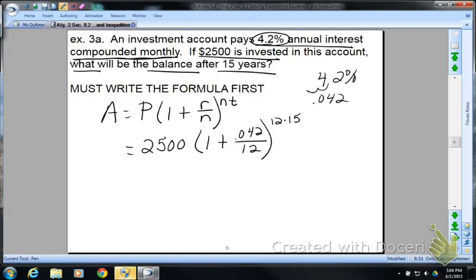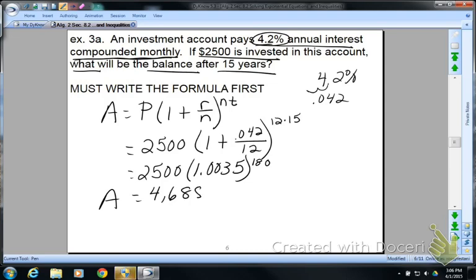Now, with your calculator, I'm going to do this in parts. I'm going to do 1 plus 4 all of this in the parentheses, times 1.0035 to the 180 power. And this is dealing with money. So what place value are we going to round to? To the penny. $4,688.87. And this is money, so put your dollar sign.